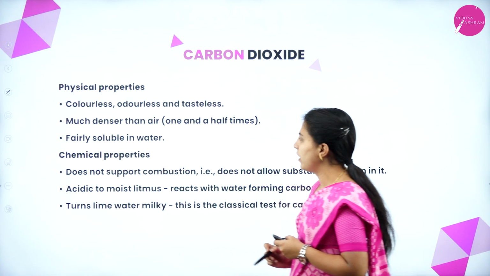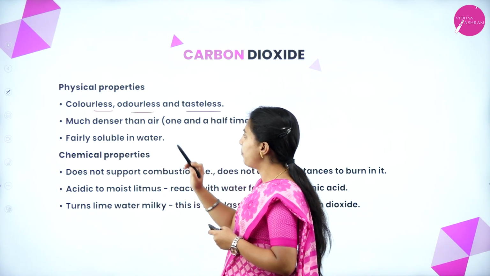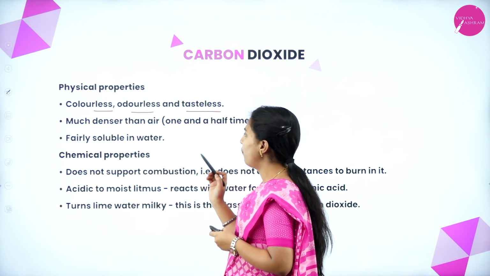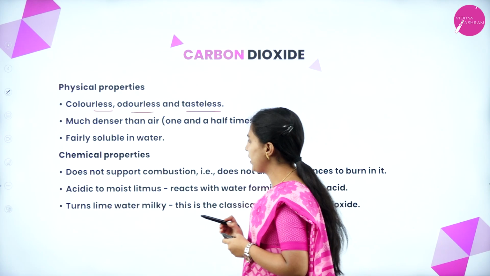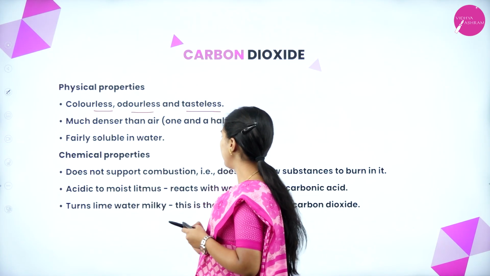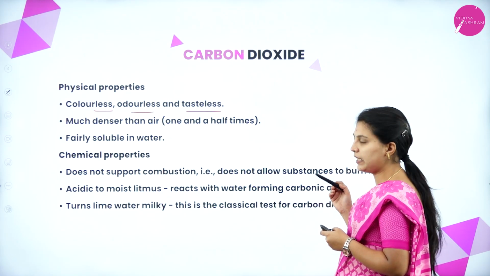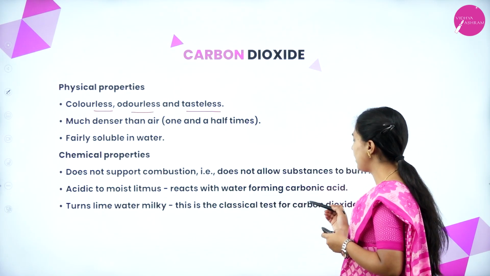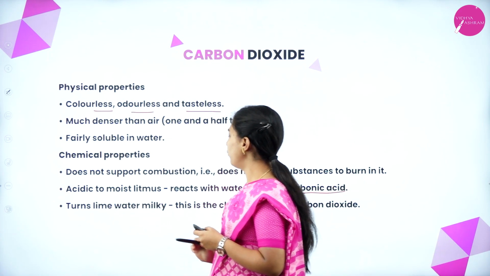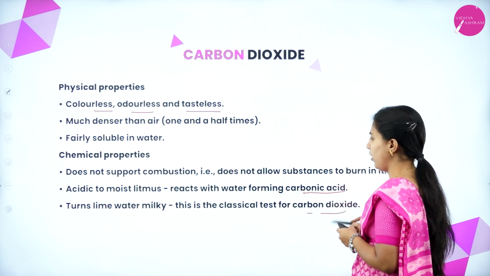Physical properties: colorless, odorless, tasteless, much denser than air, and fairly soluble in water, like carbon monoxide. Next, chemical properties: it does not support combustion, that is, it does not allow substances to burn in it. It is acidic to moist litmus, reacts with water forming carbonic acid, and turns lime water milky. This is the classical test of carbon dioxide.